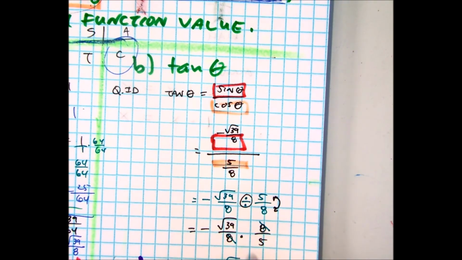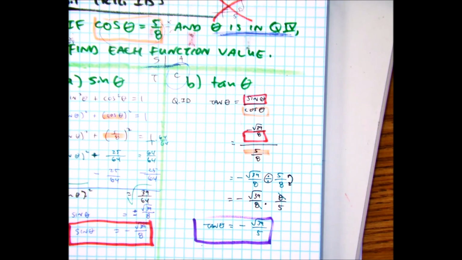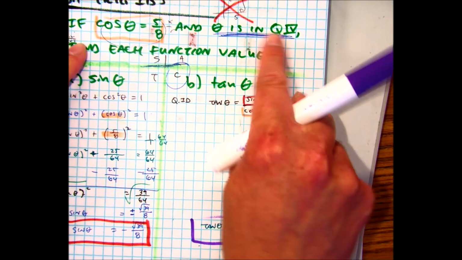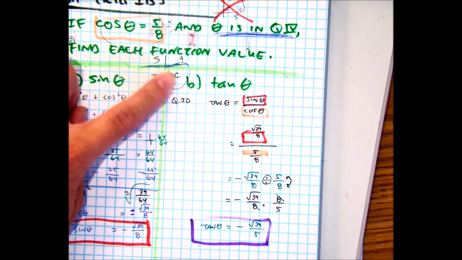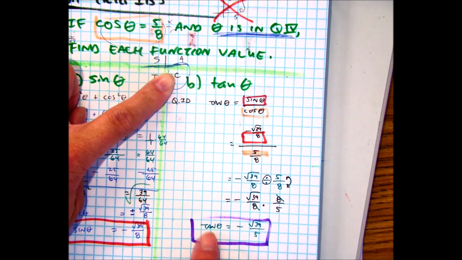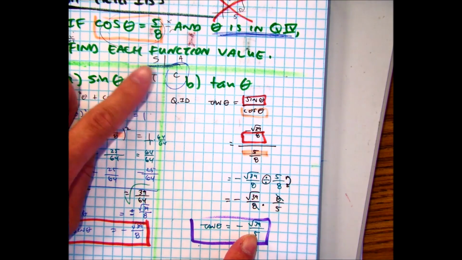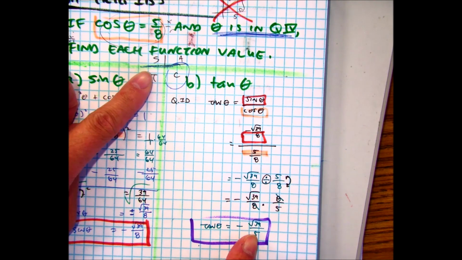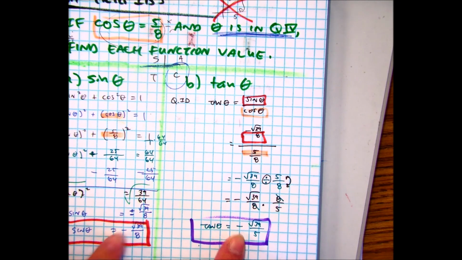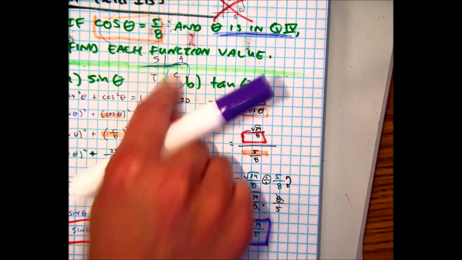I'm going to double check my answer. I know that theta is in quadrant 4, so only cosine and secant should be positive. That means all my other ones are going to be negative. Now, definitely double check this. This was the number one mistake of students missing this problem. They get stuck between, they're not sure if it's positive or negative. Go back to where you know they're positive.